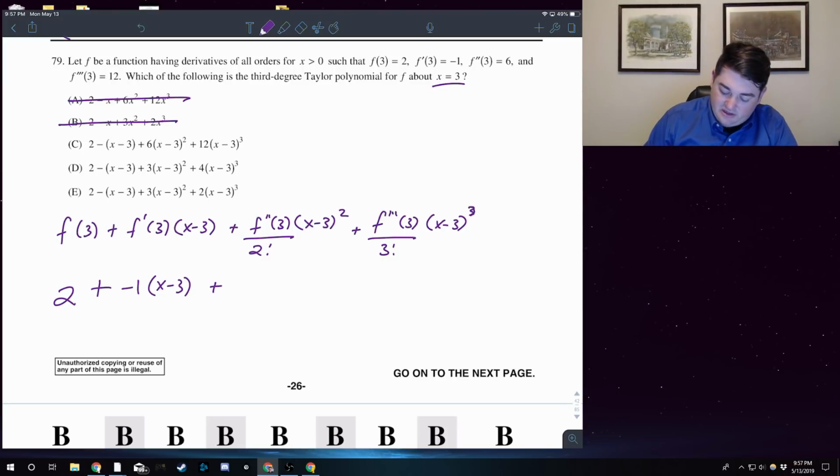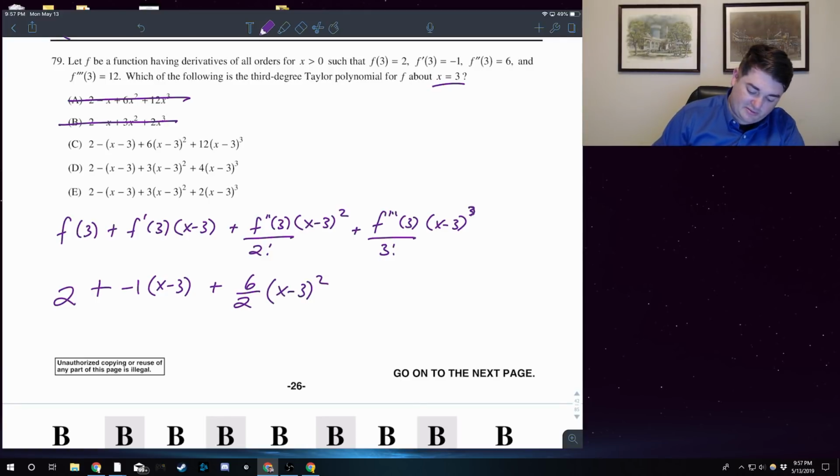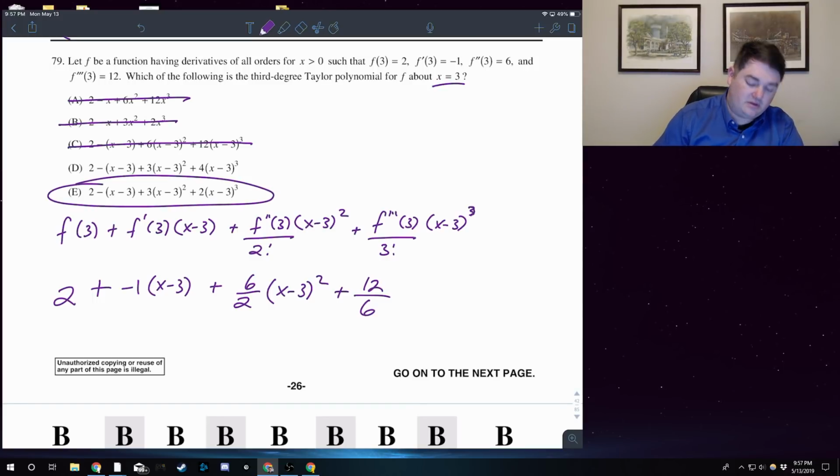Plus f double prime of 3, so I've got 6 over 2 times x minus 3 squared. So I'm looking for a 3 there. C is out. Plus f triple prime of 3, 12 over 3 factorial, which is 6. So I'm looking for a 2 there. E's my answer.